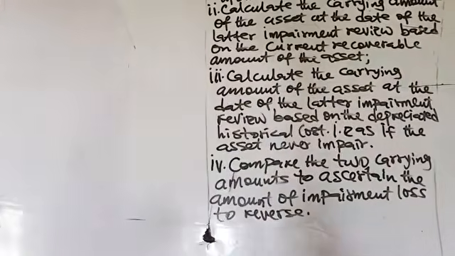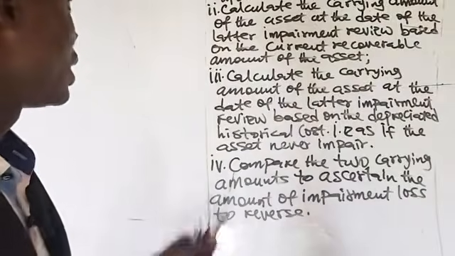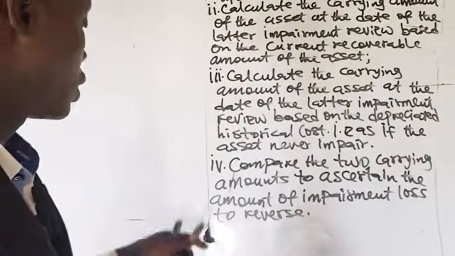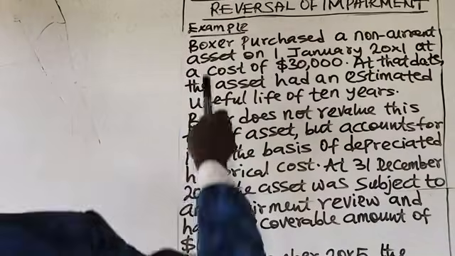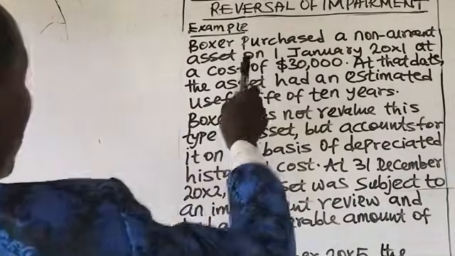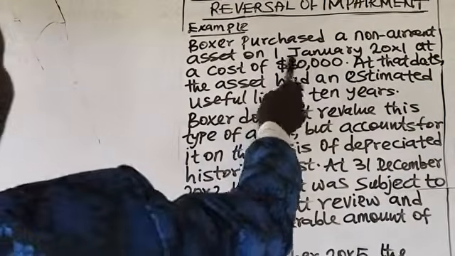These are the procedures you need to follow when calculating the amount of impairment loss to reverse. Example, Buster purchased a non-current asset on 1st of January 20X1 at a cost of $30,000.